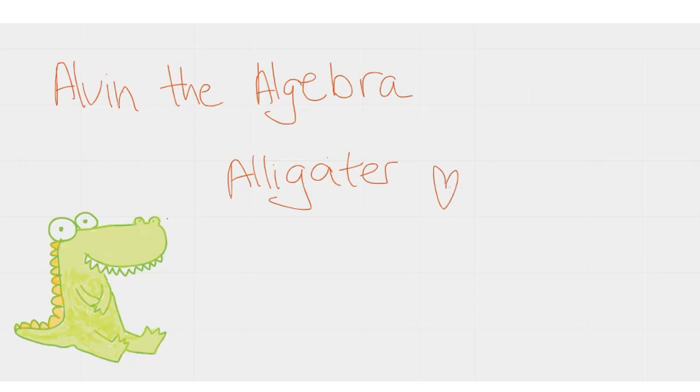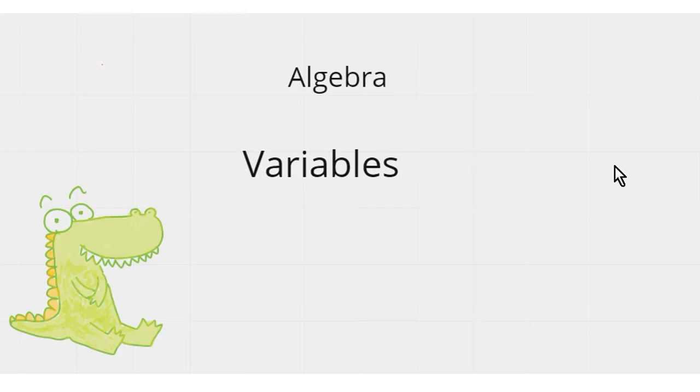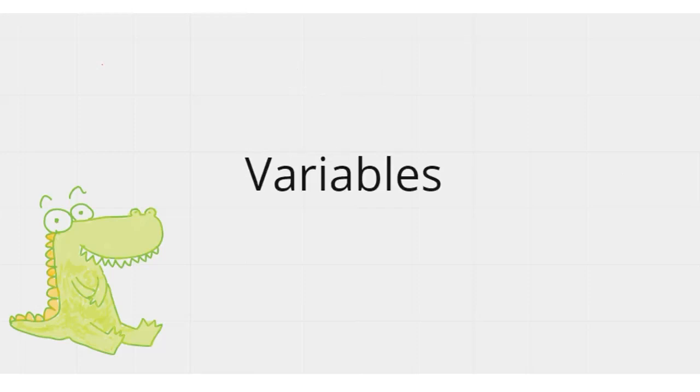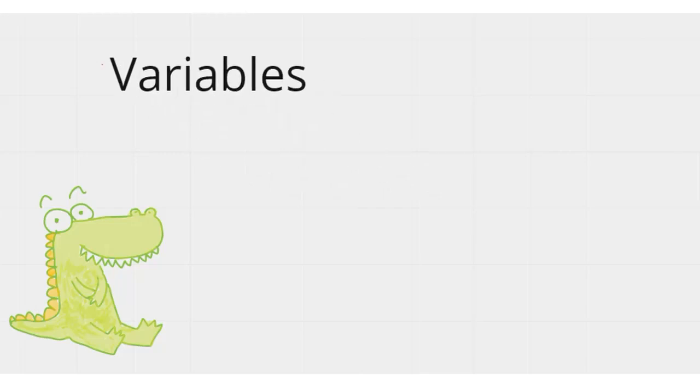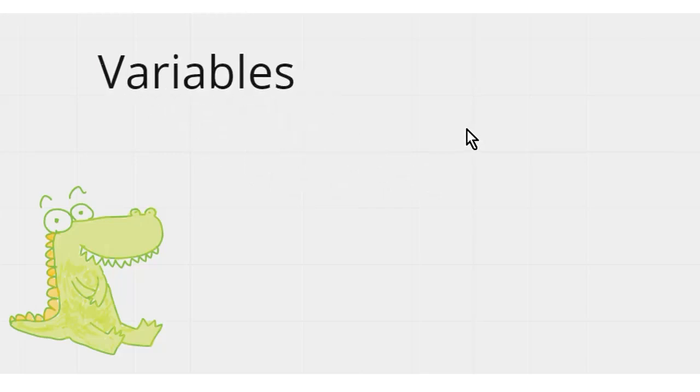Let's do some algebra today. Now, algebra is cool because it helps us understand the relationship between variables. So what is a variable? Variables really are just something that we don't know yet, something that can change, a value, a number, and in math we use letters and symbols to represent them.